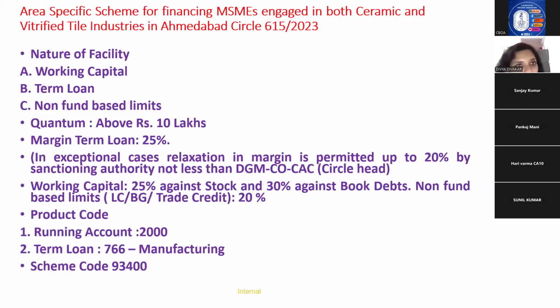Then an area-specific scheme for financing MSMEs engaged in both ceramic and vitrified tile industries in Ahmedabad circle. Nature of facility: it can be working capital, term loans, and non-fund based facilities. Quantum will be above rupees 10 lakhs. Margin for term loan will be 25%. For working capital, again, the margin will be 25% against the stock and 30% against book debts. In case of non-fund based, it will be 20%. Running account, the product code is 2000, that means OD, and the term loan 766.